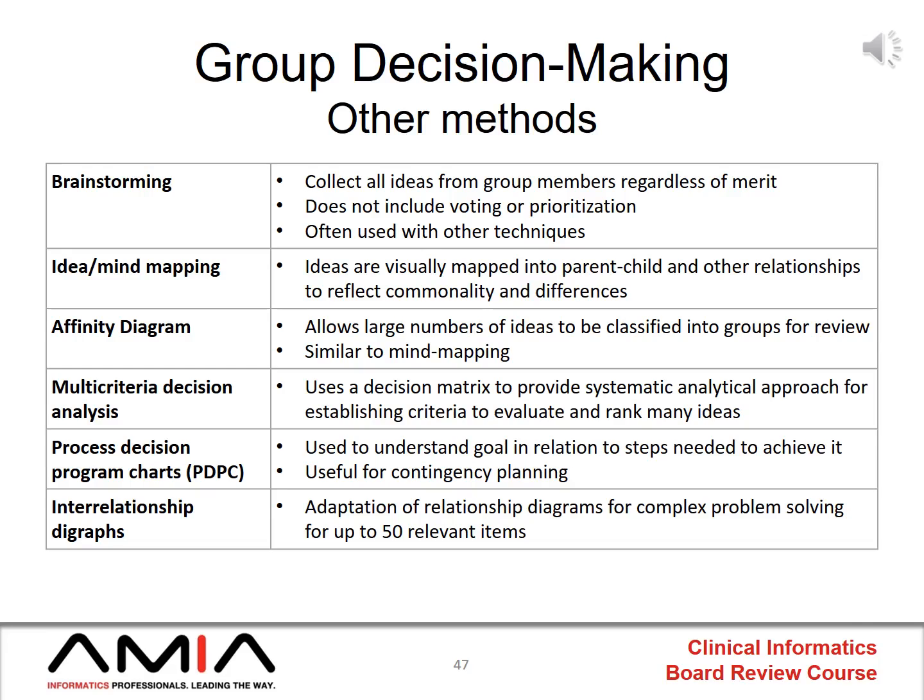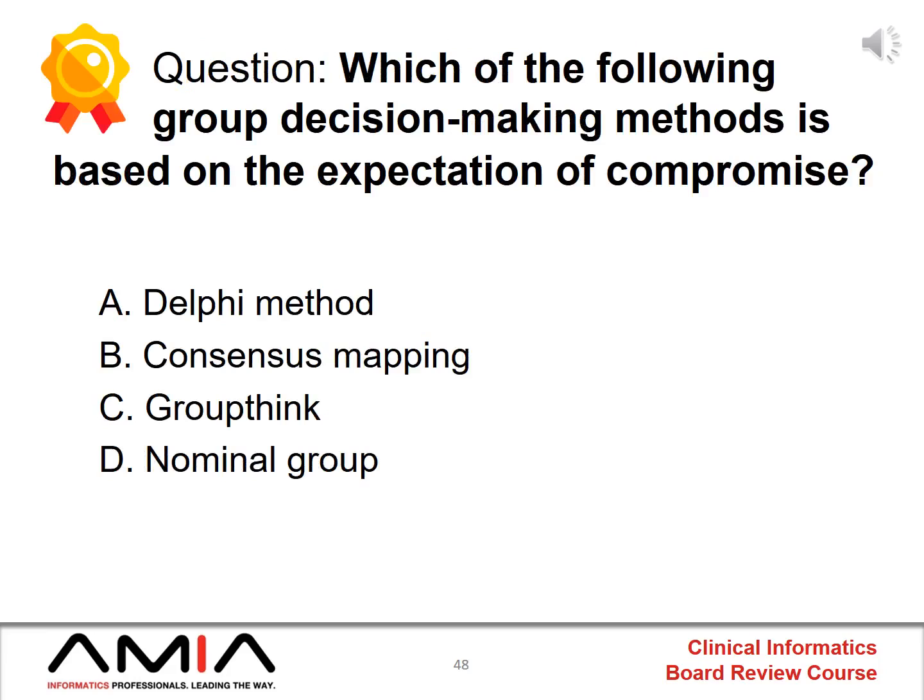Again, these can be found in the project management body of knowledge. These are often used to help understand the goal in relation to the steps that are needed to achieve that goal, and they can be very useful in contingency planning. Interrelationship diagrams are an adaptation of relationship diagrams for complex problem solving of up to 50 relevant items. The details of each one of these can be found in your references. So let's take a break and consider another question.